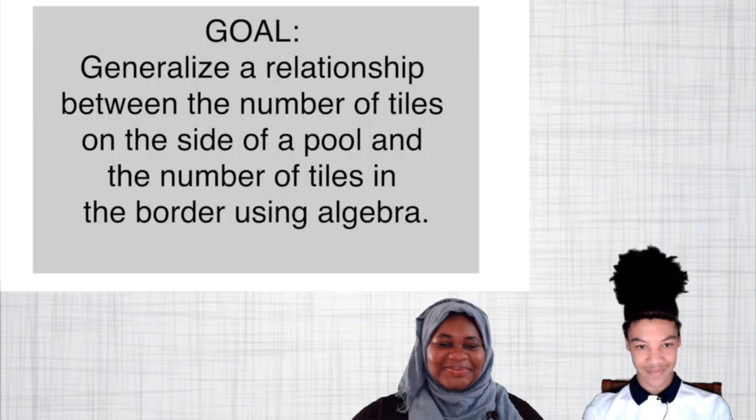In this lesson, the two students you see here, Haleemah and ET, will explore a context of a tiled swimming pool. The water is shown in blue, and the border is in white. They will work to find the number of tiles in the border of the pool. This will help them meet the goal of this lesson, which is to generalize a relationship between the number of tiles on the side of a pool and the number of tiles in the border using algebra and making meaning of their algebra in the pool context.